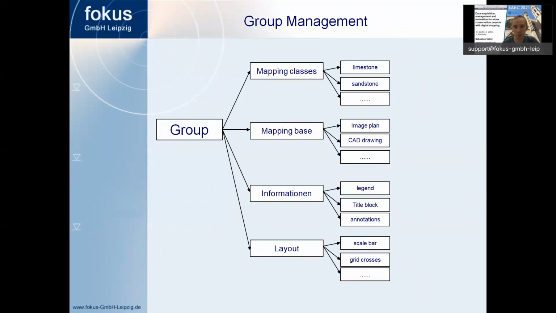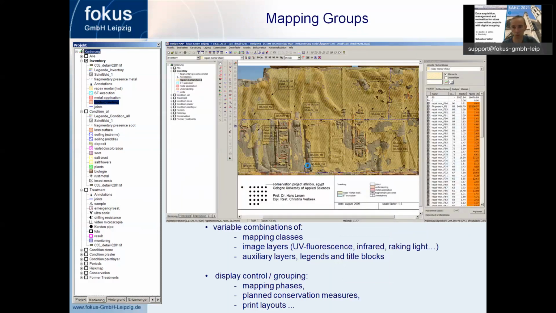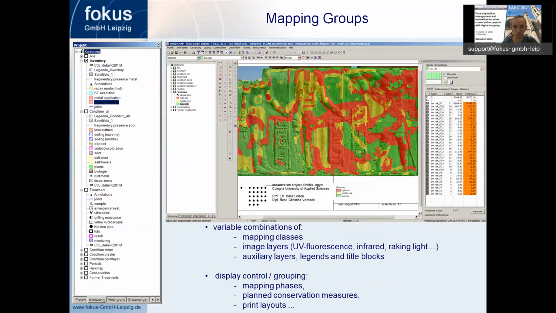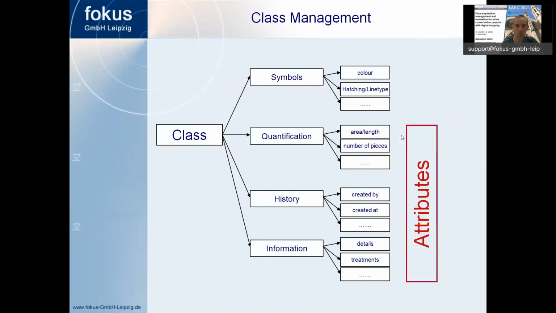For each group inside MetigoMap, you can assign different mapping bases like different images or CAD drawing, and you can combine several mapping classes. Here you can see the group management, which allows the variable combination of different classes. And here you can see a display of one group, of a second group, and a third group. And it's also possible to integrate legend with an automated quantity survey. You can see over here.